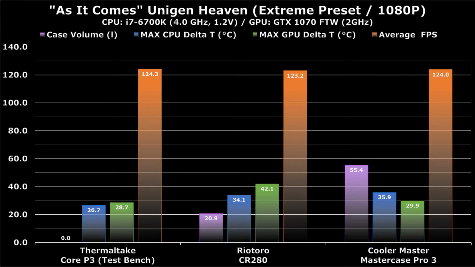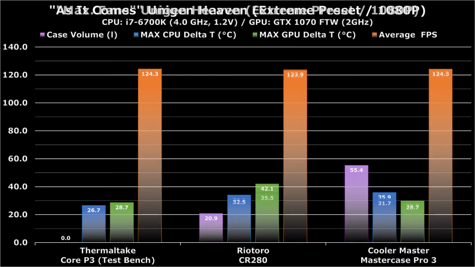So if we throw on the maximum test on top of that again, then you can see that the same situation is there for the maximum test as well for the Mastercase Pro 3. You can just make out that the CPU has dropped a little bit, and so has the GPU relative to each other. Now, this sort of reinforces the opposite of what I'm thinking, that there's some sort of incorrect setup going on here. But you can see that the Riotoro CR280 is doing what you'd expect it to do, both lower by a certain amount, but they don't swap places.